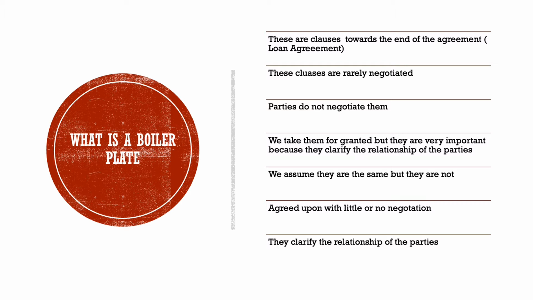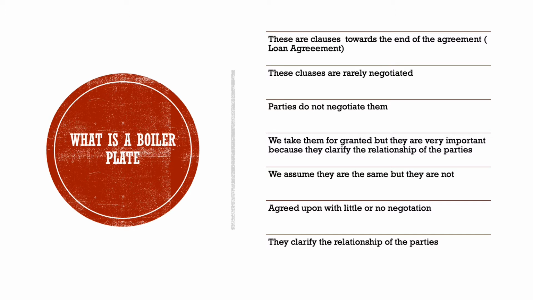And when we talk about boilerplate clauses, these are clauses that you're going to encounter towards the end of an agreement. So if it's a loan agreement that you've entered into with a bank, you will oftentimes find these clauses towards the end of the agreement. And one key thing you need to take note of is that these clauses are rarely negotiated. Basically, they're just within the contract and there's no room for negotiating them.